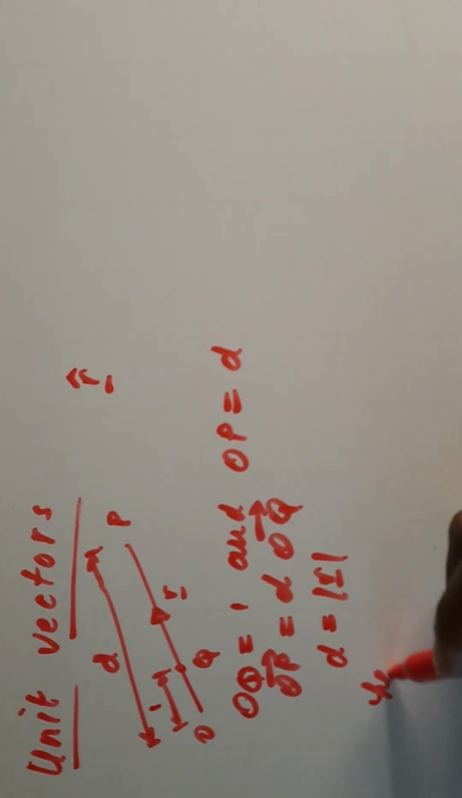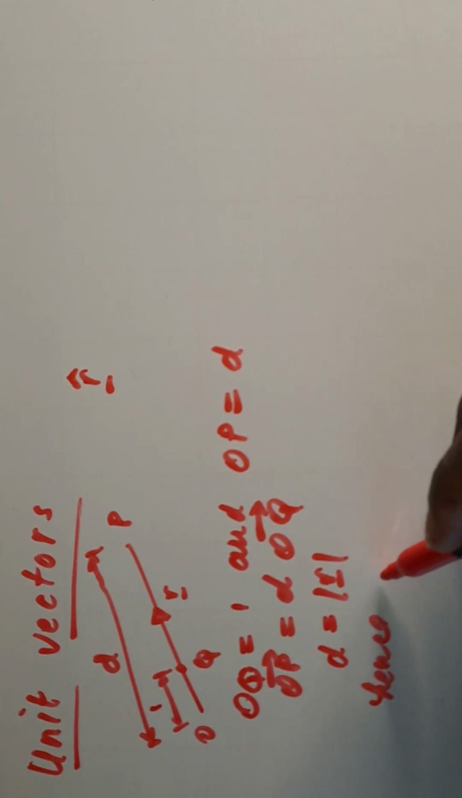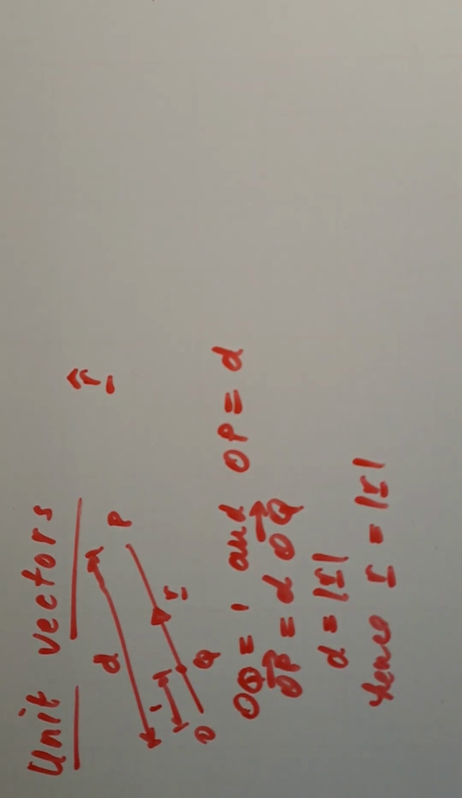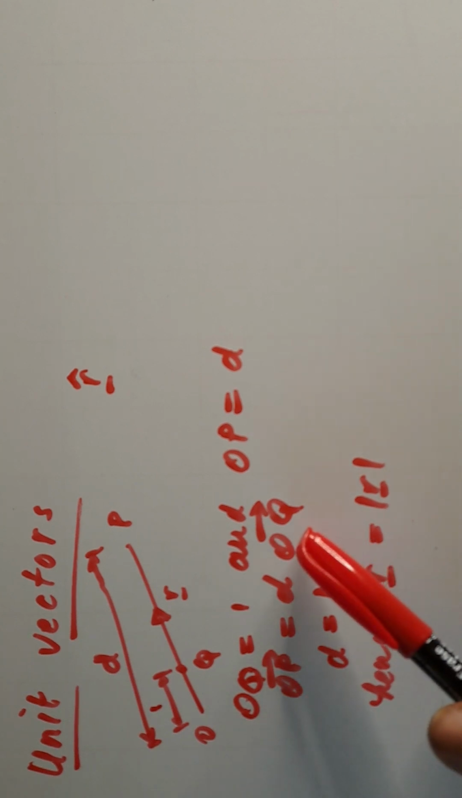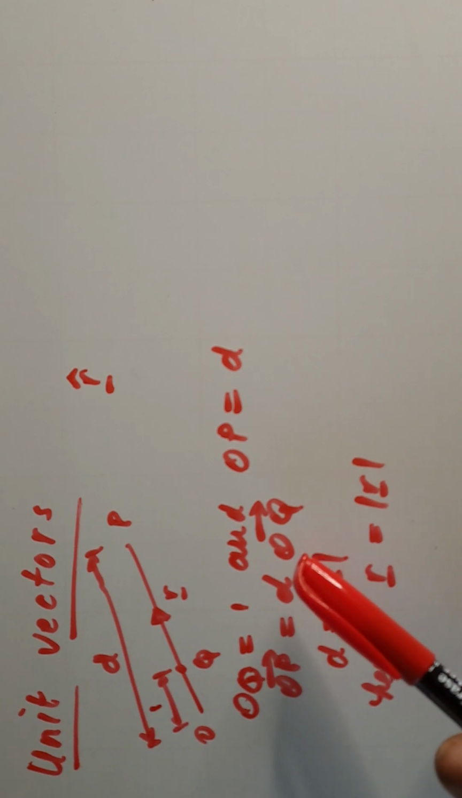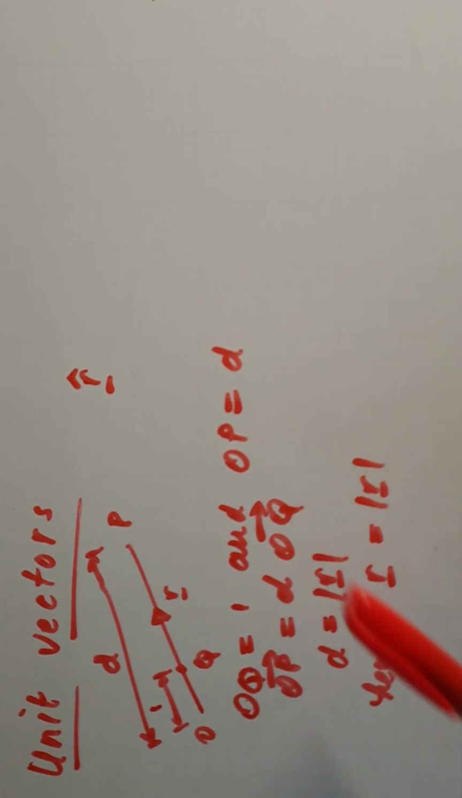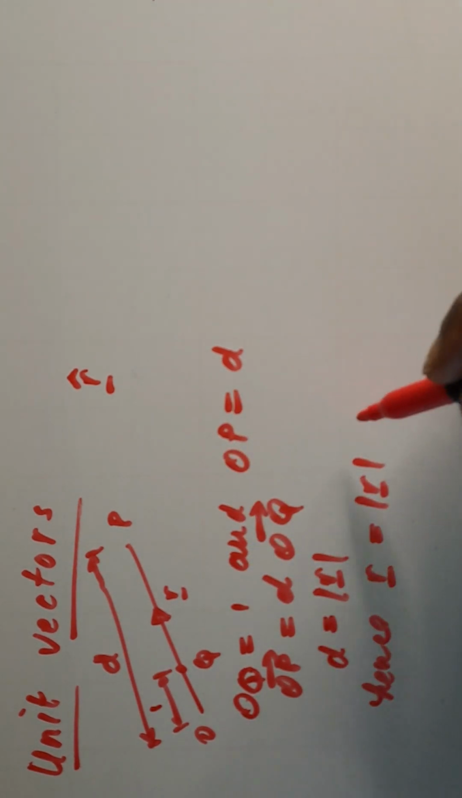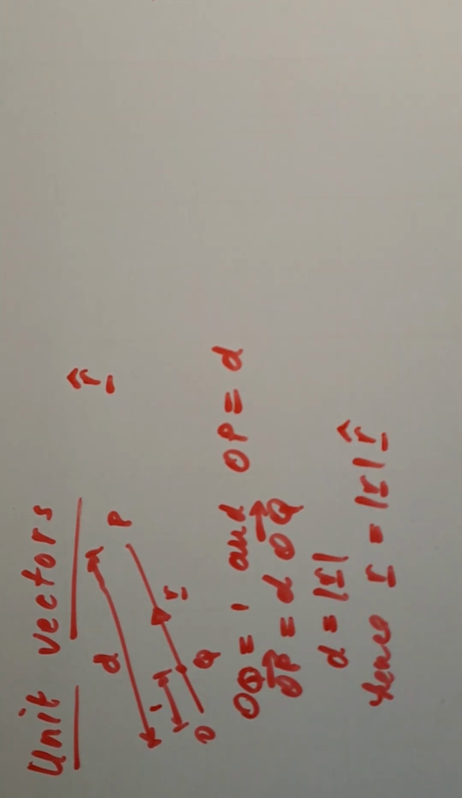Hence we can write that the vector R is equal to the magnitude of R. So we substitute in here for D, which is the magnitude of R, times OQ. And we said in a previous slide that OQ is R hat. So we have R hat here.